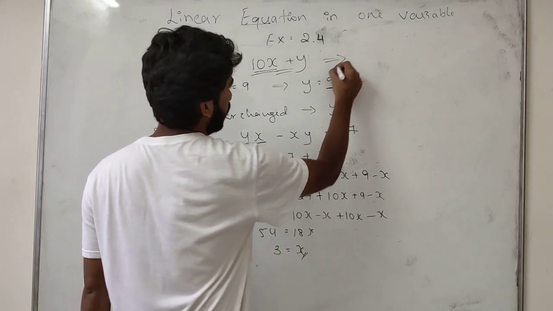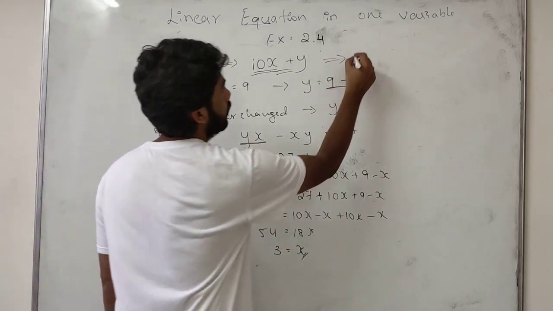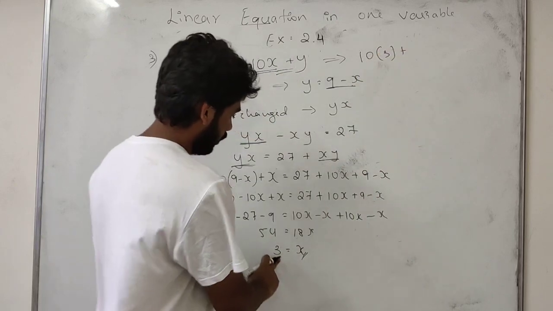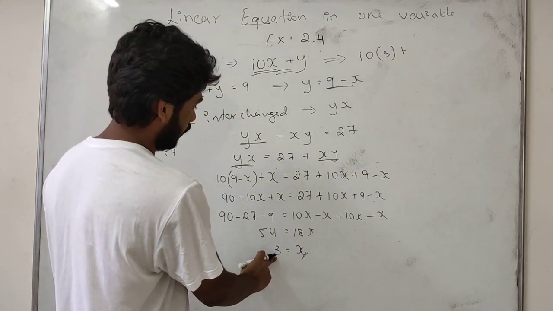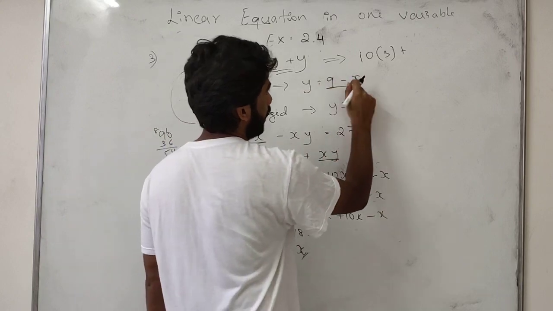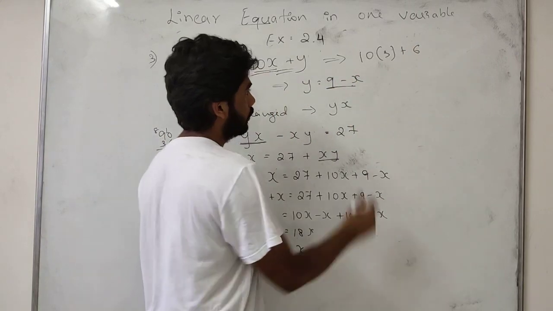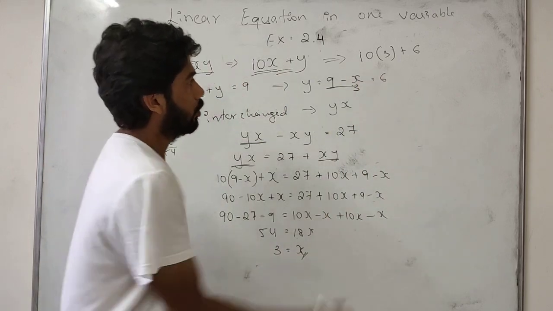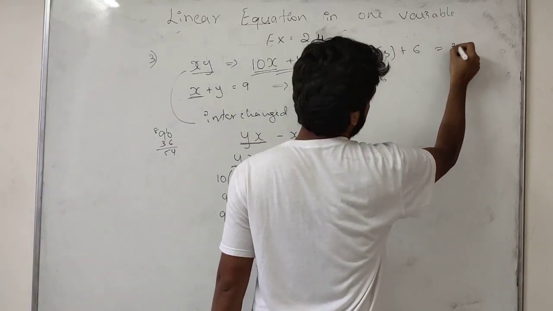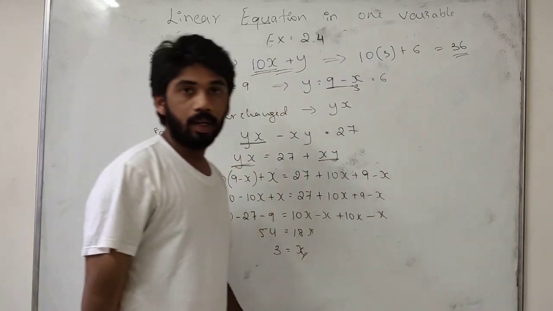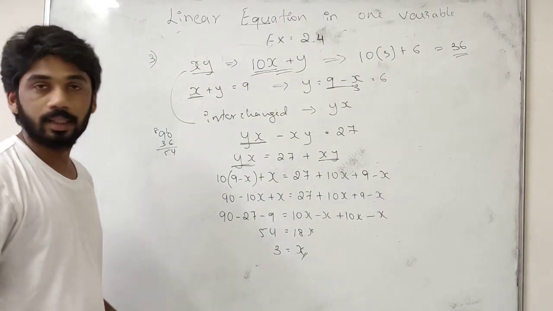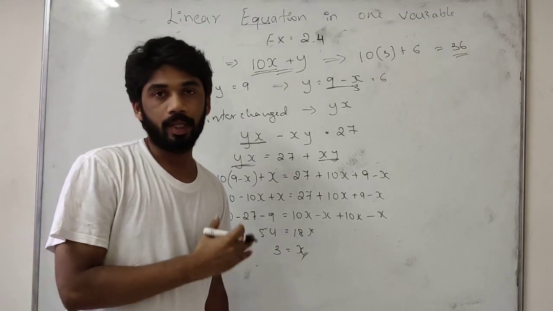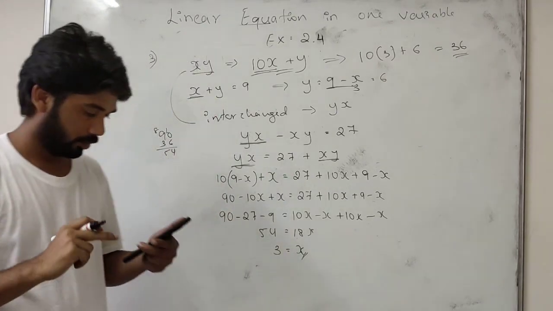Put it in the equation. What will we get? x is equal to 3 means 10 times 3 plus y. Y means 9 minus 3, which is 6. Here we get y as 6. So in total we get 36. So the number here is 36. Okay, a little bit long, but try to understand the concept and you will get it. Note it down.